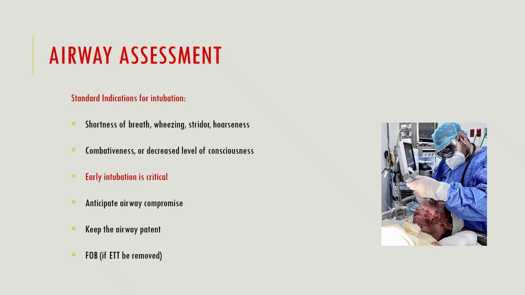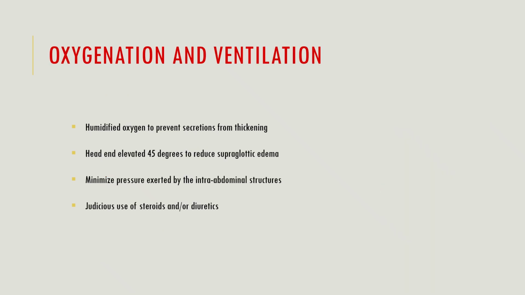You can always do fiber optic bronchoscopy later on and decide whether the patient has lower respiratory tract burns and whether there is a need for keeping the endotracheal tube or not, which you can easily remove after 48 hours. As far as oxygenation and ventilation parameters are concerned, it is best to give humidified oxygen to prevent secretions from thickening, and it is better to keep the head end elevated at 45 degrees. This will reduce the supraglottic edema, and also minimize the pressure exerted by intra-abdominal structures on the chest cavity, making the respiratory effort a bit easier. You can also use steroids and diuretics in a very judicious manner on a short-term basis only to decrease the edema.